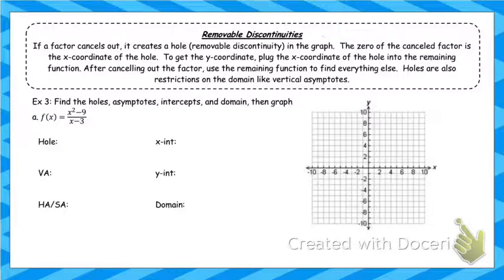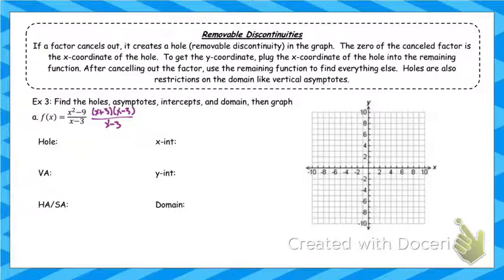Now, the reason we get holes is because sometimes you have factors that cancel out. So if a factor cancels out, that's when we're going to have a hole in our graph. And what we'll do is we'll just plot an open circle where that hole is. So we'll start by factoring. x squared minus 9 factors into (x plus 3)(x minus 3). And the bottom is x minus 3.